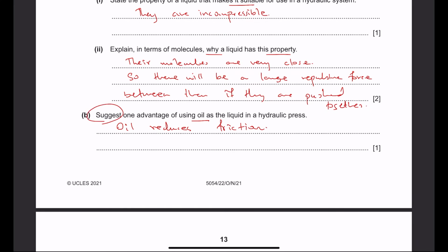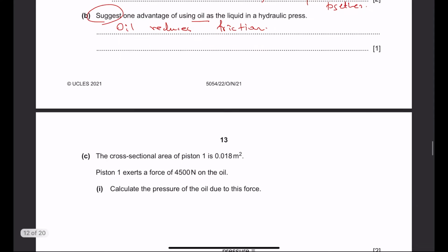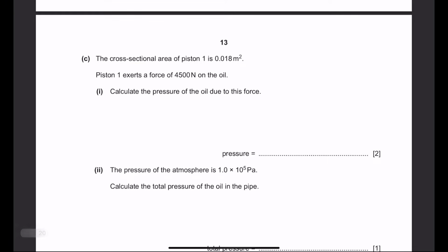Always remember that questions that start with "suggest" will have more than one answer to them, and you can just use your common sense most of the time and your prior knowledge to answer these. Now, the cross-sectional area of piston 1 is 0.018 meter square, and the force exerted on it is this.